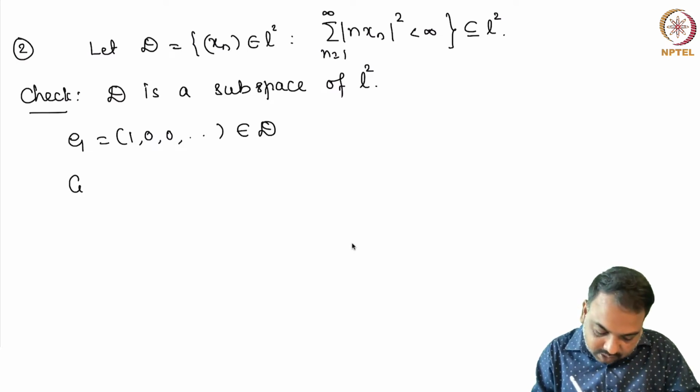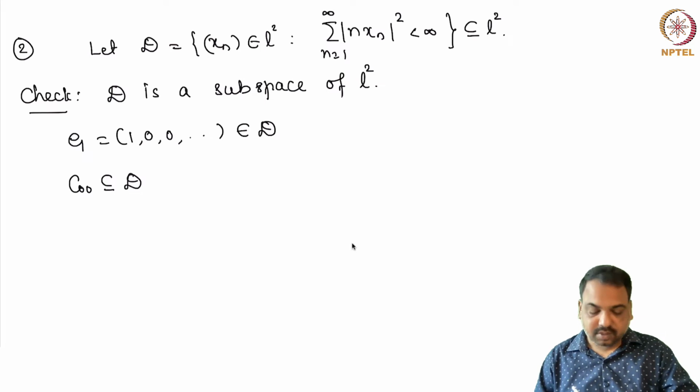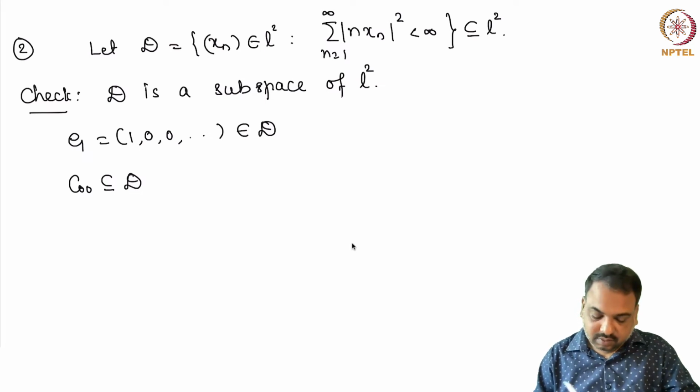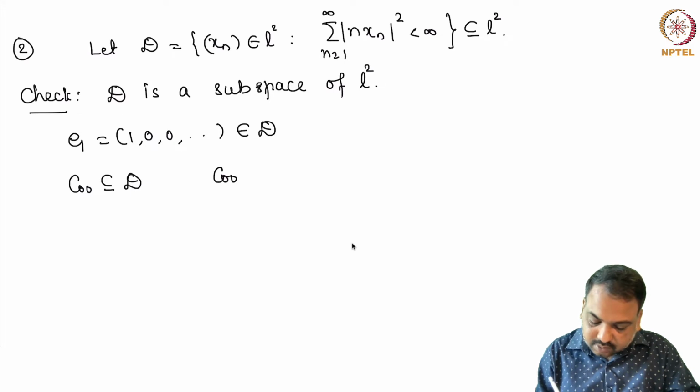So we can also show that similarly C00 is in D. We know the space C00. Now we know that C00 is dense in L2. With respect to the L2 norm, this is dense in L2.